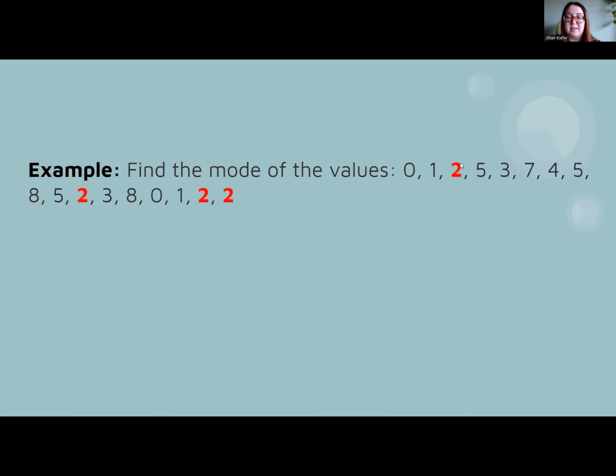But the number that came up the most was 2. We see that 2 was there 4 times. 5 was there 3 times. 8 was there twice, 0 was there twice, and 1 was there twice. 3 was also there twice. But there was only one number that showed up the most, and that was 2. It showed up 4 times. That means the mode was 2. So in this case, we only had one mode. It was only one digit that showed up the most amount of times.